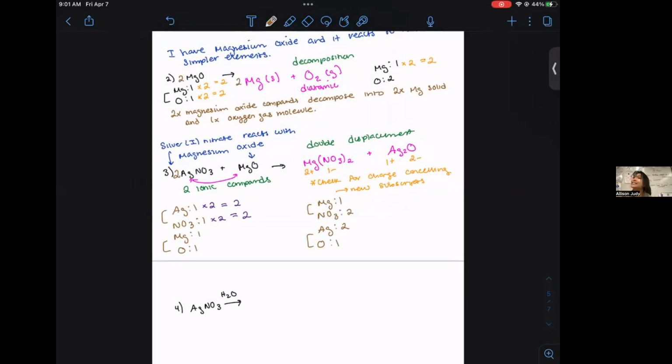You are hands down guaranteed to have a double displacement reaction as one of the problems on your quiz. So please study your polyatomics, because hands down, you're also guaranteed to get an ionic compound that has a polyatomic and a transition metal with a multivalent charge. Okay, last one.